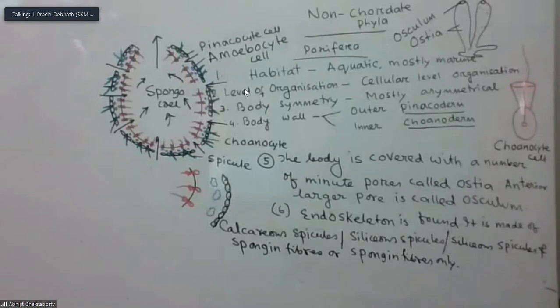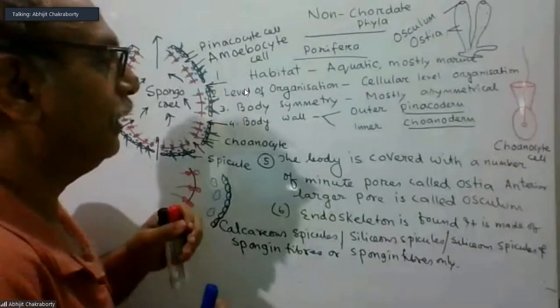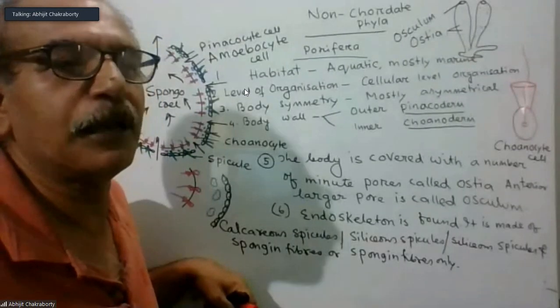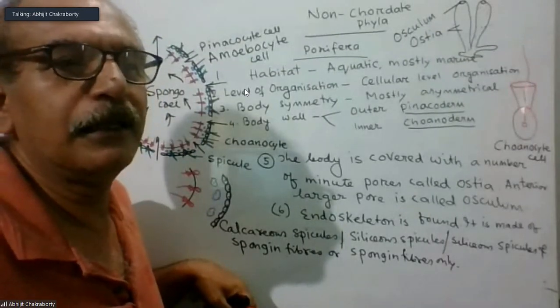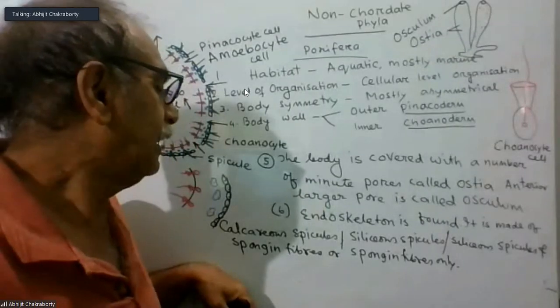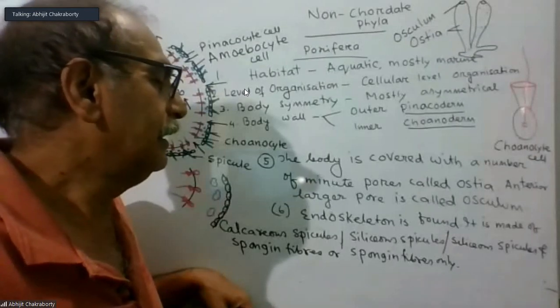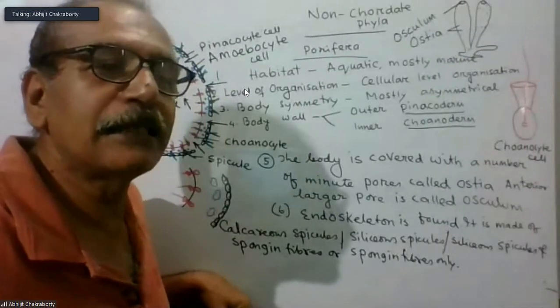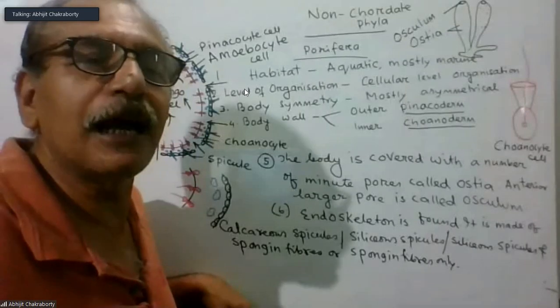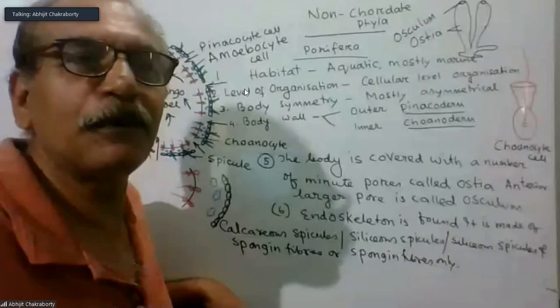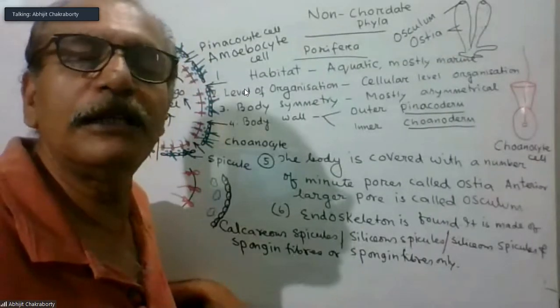And actually, I am telling you, whenever I will be discussing that class, there are 3 classes of the Porifera. In one class, the endoskeleton is made of calcareous spicules only. In the other class, it is made of siliceous spicules only. And in the third class, it is either made of siliceous spicules and spongin fibers or only spongin fiber.